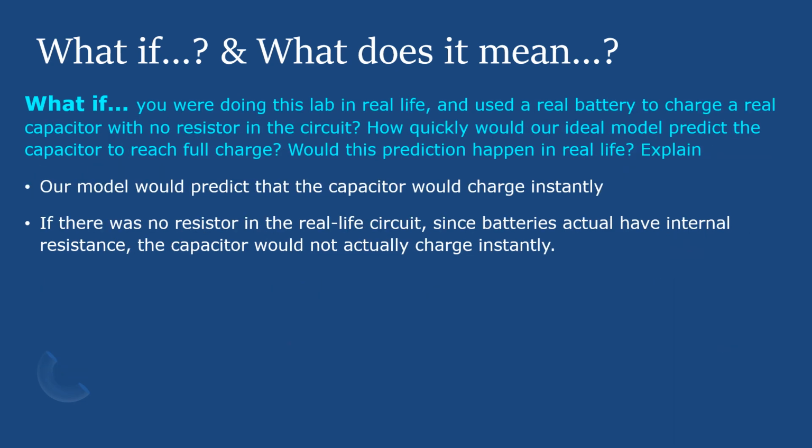If a real battery was used to charge a real capacitor with no resistor in the circuit, our model predicts that the capacitor will charge instantly. If there was no resistor in the real life circuit, since batteries actually have internal resistance, the capacitor would not actually charge instantly.